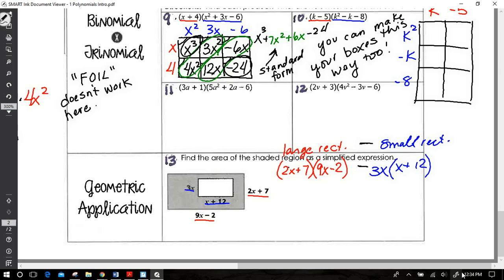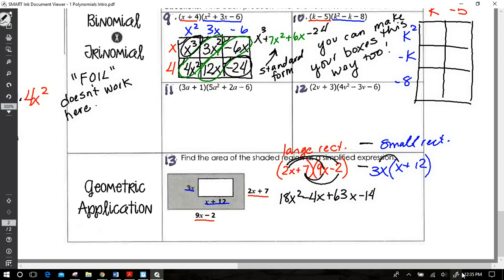So I'm going to have first term times first term, 2x and 9x is 18x squared. Now I'm going to do the outside terms. 2x times negative 2 is negative 4x. Now I'm going to do the inside terms. 7 times 9x is going to give me a positive 63x. 7 times negative 2, those are my last terms, the last term in each binomial. It's going to give me a negative 14. Okay, so that was the distributive property method, FOIL.